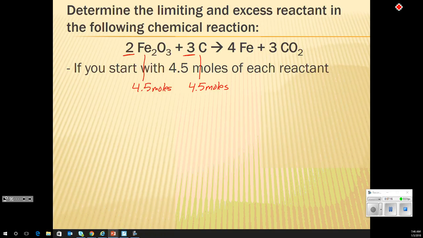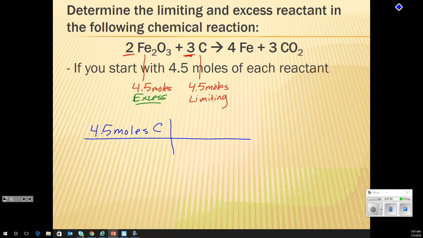So on this one here, I start with 4.5 moles of each. Okay, now look at the numbers in front. I've got a 2 and I've got a 3. Are they the same? No. Which one do I need more of? The one that has a 3 in front of it, right? Because I need more of this one, but I only have the same amount of both of them, which one's going to be limiting? The carbon. So this one is going to be my limiting, and this one will be my excess.